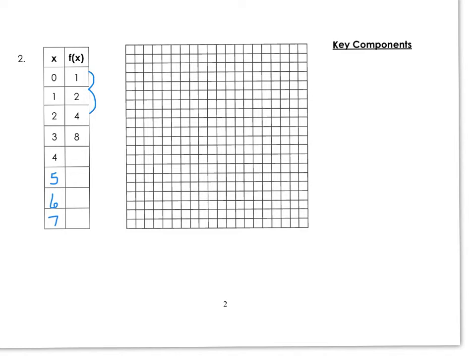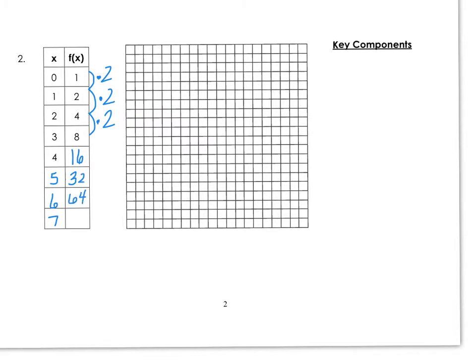So that tells me, since I'm going to multiply by 2 each time, I can fill in the remaining values by multiplying by 2. So 8 times 2 would be 16. 16 times 2 is 32. 32 times 2 is 64.